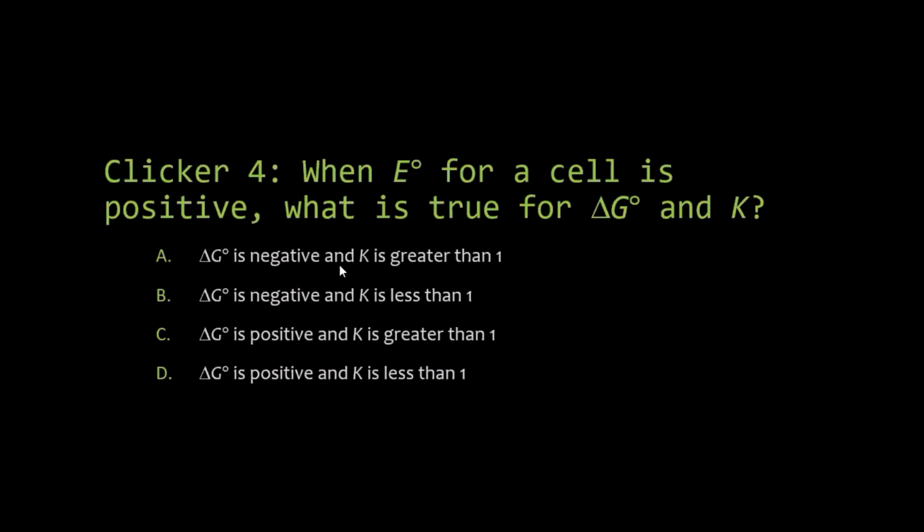So a negative delta G gives a large K. That's where we will stop today, and we'll pick this up on Wednesday. So have a good day, and keep on working.